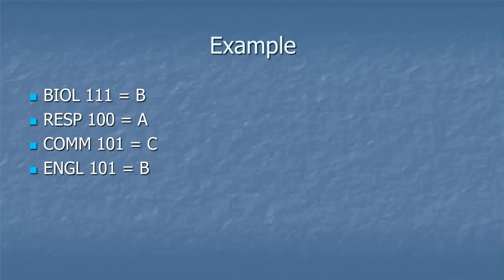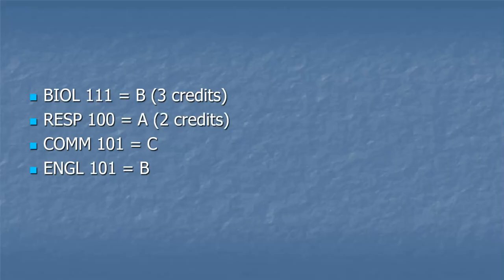Now you have to look and see how many credits each of these is worth. Bio 111 is worth 3 credits. Respiratory 100 is worth 2 credits. Your Comm 101 is worth 3 credits. And your English 101 is worth 3 credits.